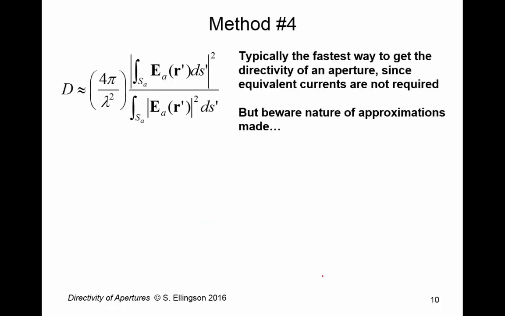So here I've written the resulting equation. This is typically the fastest way to get the directivity of an aperture, because you don't ever have to go to equivalent currents. You don't ever have to compute the radiated fields. You can get the directivity directly from the aperture fields. And if you can make a good assumption about what the aperture fields are, that's great. But however, beware, this is approximate. There's a number of approximations that have gone into this derivation. So if you're required to have high accuracy, you should be careful to evaluate the effect of the approximations.